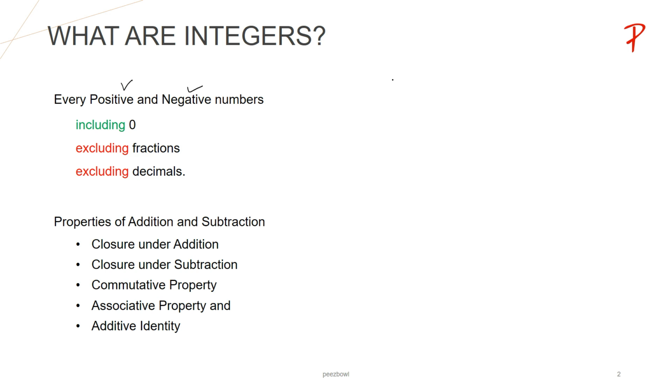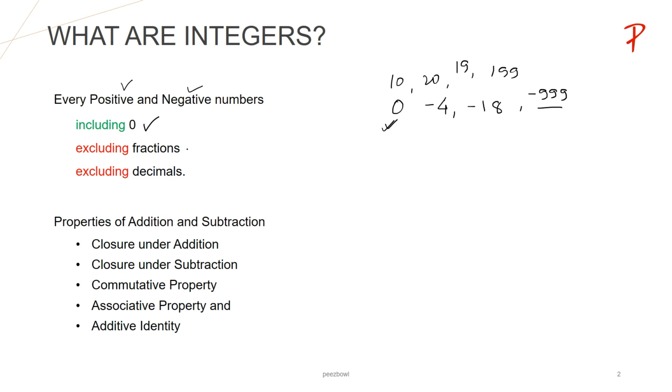So the numbers could be 10, then 20, then say for example 19, 199, and all the negative numbers, say for example -4, -18, probably -999, and so on. And integers also include 0. So 0 is also an integer.